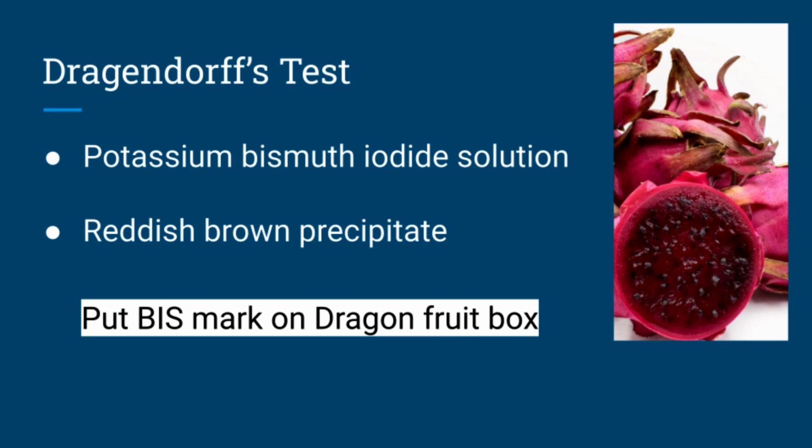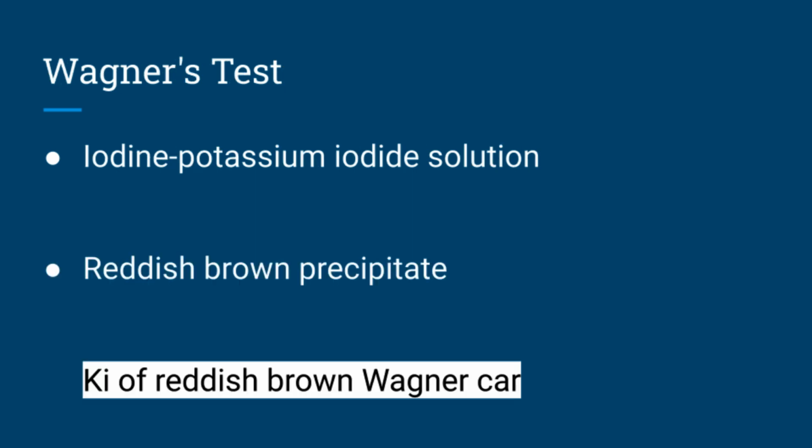An international company exports dragon fruit in boxes. On the dragon fruit box, they put the BIS mark, which is a mark for quality. From this trick, you can remember the Dragendorff's reagent and the color produced after the reaction. Next chemical test for alkaloid is Wagner's test.